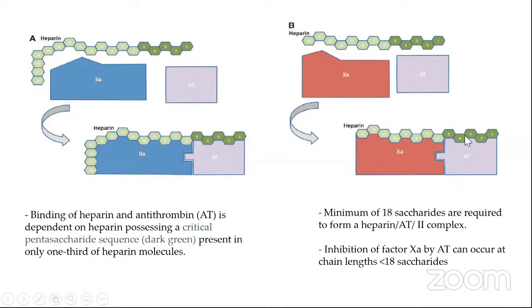For heparin to bind to factor 2, or prothrombin, you need a minimum of 18 saccharide units to bind and form the heparin-antithrombin-factor 2 complex. If the number of units is less than 18, like the 13 here, you're going to form the factor 10 complex. So you're going to end up with the heparin, antithrombin, and factor 10 complex.